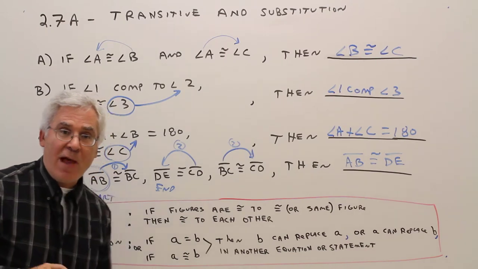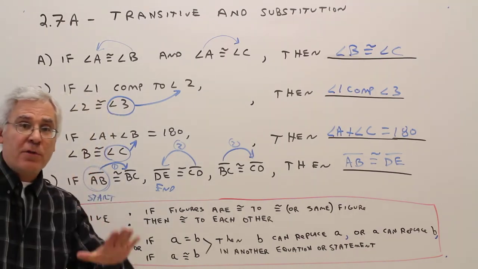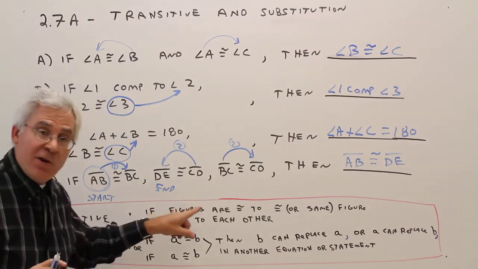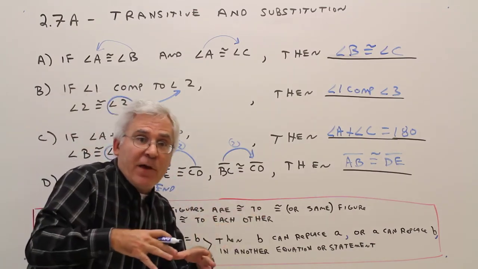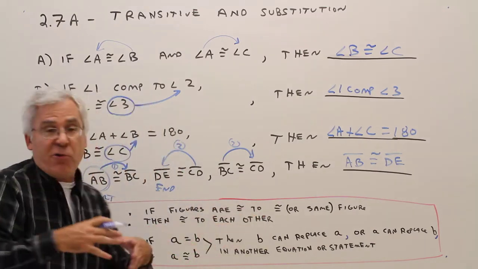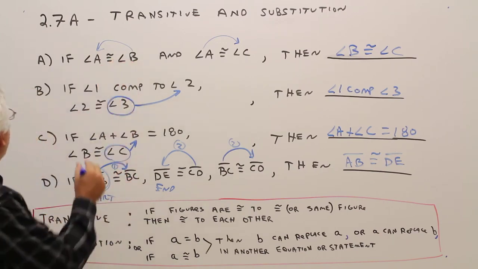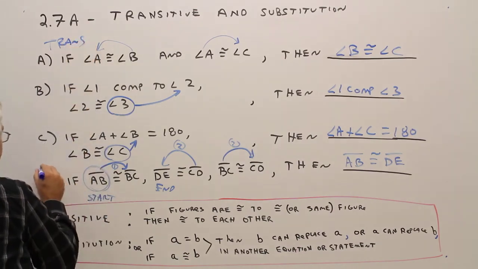All right, let's wrap this up. So I've got transitive and substitution, two totally different things. Transitive: if figures are congruent to congruent or the same figure, then they're congruent to each other, just like we had here and here. So I'll just mention this was transitive and this was transitive.